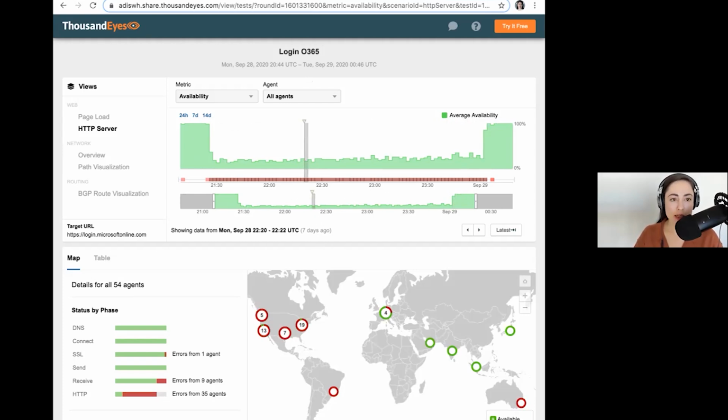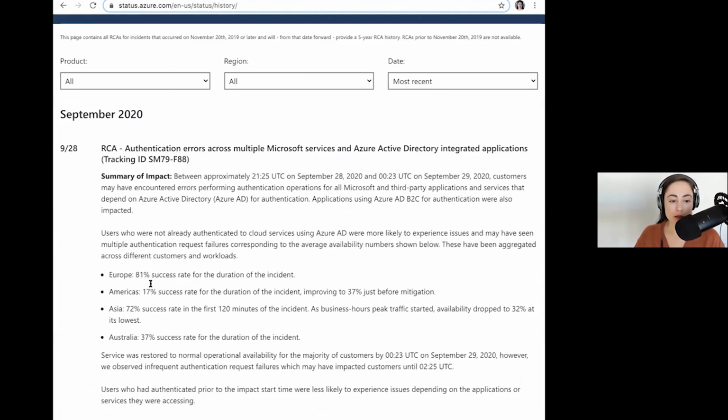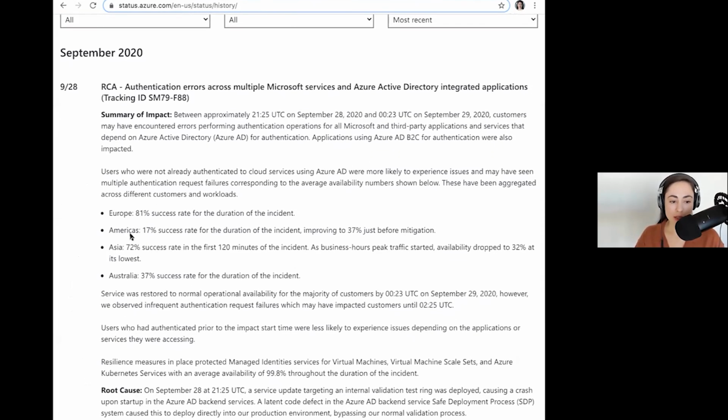That's what we saw from an impact standpoint. And if we look at Azure's statement on users that were impacted, what we saw aligns with that. Only 17% of users within the US were able to successfully authenticate during the incident. Australia was also low, around 37%, whereas Europe and Asia were not too bad, at 81% and 72% during the duration of the incident. And they identified Azure Active Directory as the root cause.